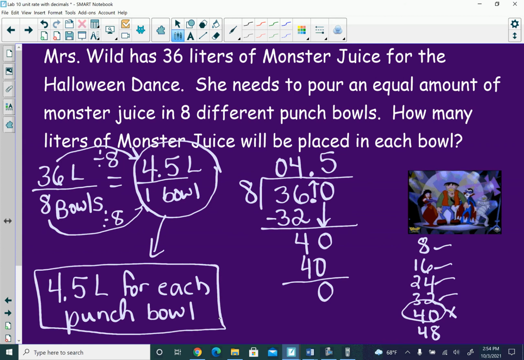All right, so now that you've watched me go through and do some unit rate or unit price questions, and started with writing my ratio and then figured out how to divide to figure out how much for one, it's going to be your turn to work on a handout labeled Lab 10.